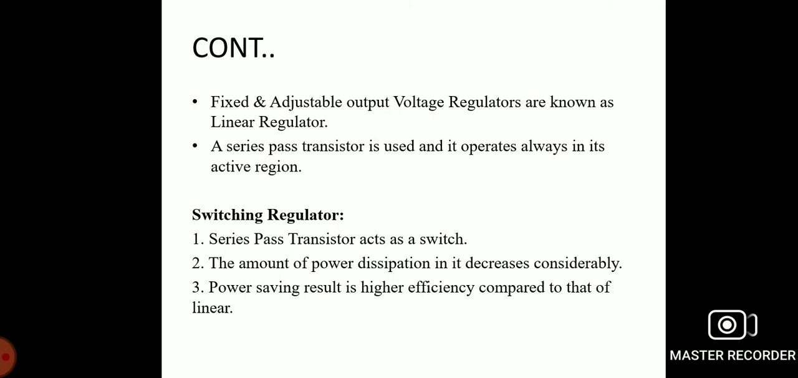There is also a 79XX series of fixed negative voltage regulators, which produce a complementary negative voltage from minus 5 to minus 24 volts. But in this range, they only use the positive 78XX type.